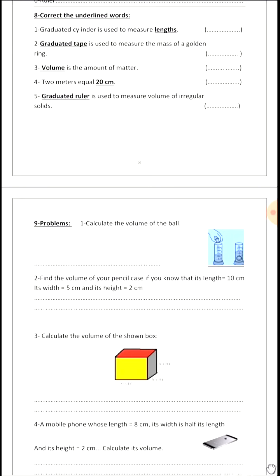Okay. Number 8. Correct the underlined words. Number 1. Graduated cylinder is used to measure lengths. No, graduated cylinder is used to measure volumes. Number 2. Graduated tape is used to measure the mass of a golden ring. False. Sensitive balance is used to measure the mass of a golden ring. Number 3. Volume is the amount of matter. False. Mass is the amount of matter. Number 4.